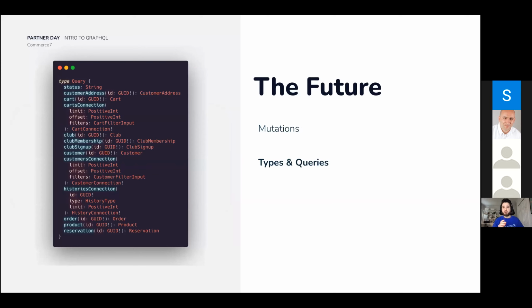Next is types and queries. Right now, on the left side here, you can see all of our current ones that we offer. If you go to the playground, you'll be able to see the queries in the schema. So in production right now, we have 13 queries with over 100 types and 57 enums. And this is, of course, a growing list.